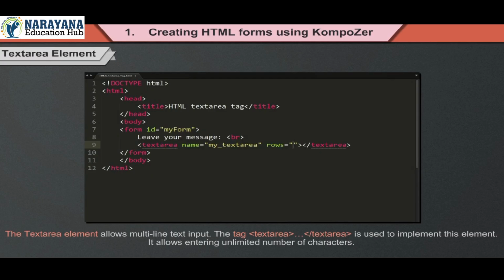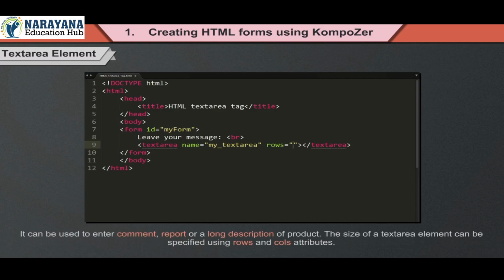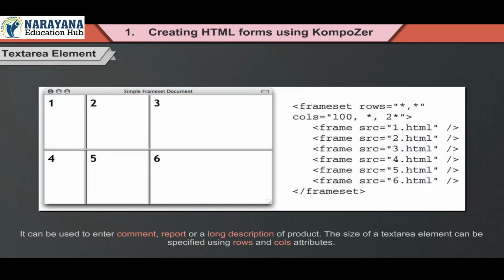Text area element. The text area element allows multi-line text input. The opening text area tag and closing text area tag are used to implement this element. It allows entering unlimited number of characters. It can be used to enter comment, report, or a long description of product. The size of a text area element can be specified using rows and cols attributes.